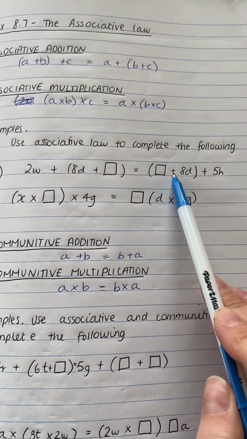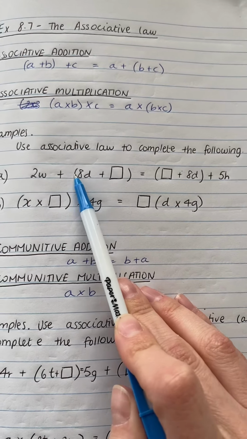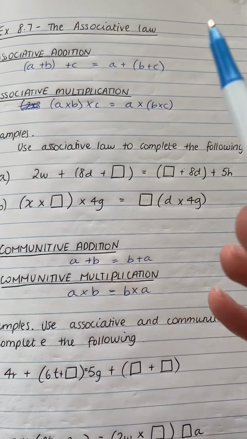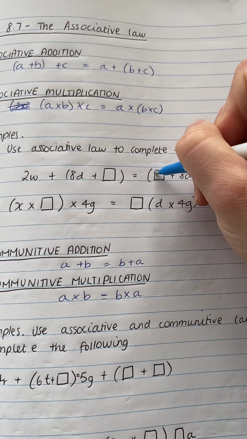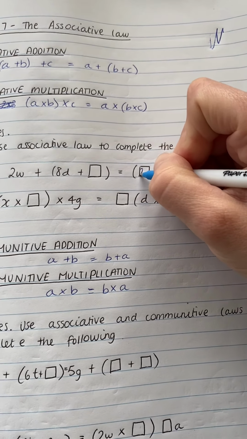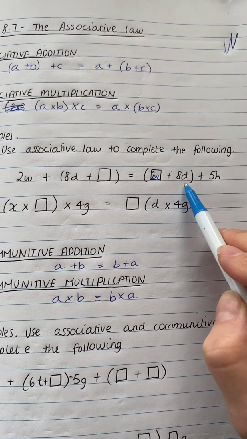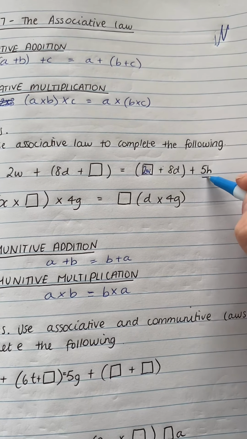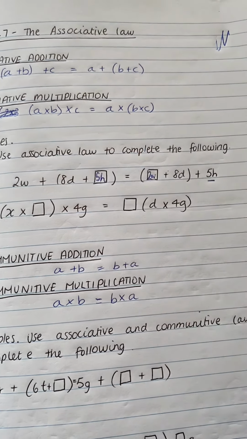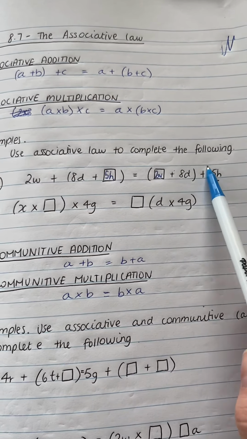So over here we've got something plus 8d plus 5h. So if we look over here, we have the 8d, and we can see here there's a 2w. Okay, so we can fill this in here. This should be 2w. Oops, my pen doesn't work. This should be 2w. So it's pretty much saying 2w plus 8d plus 5h, and we can see this is missing from this side. So to make this all equal, we need to fill this in with 5h. So now we know that this side is equal to this side.